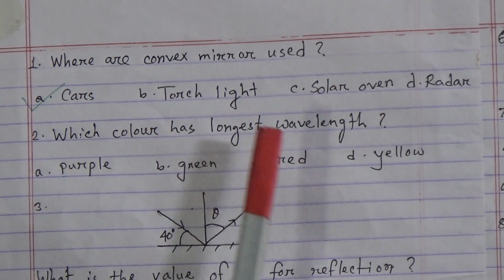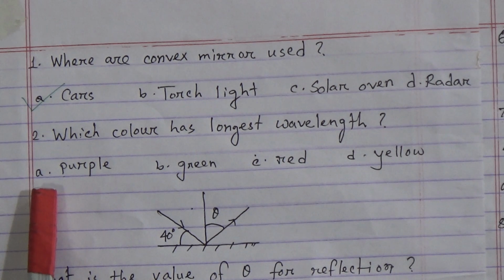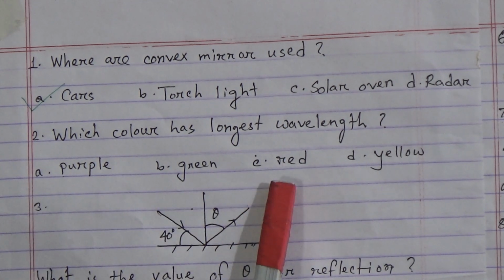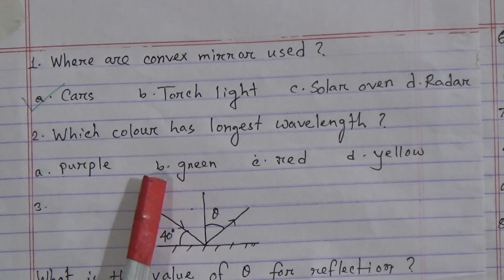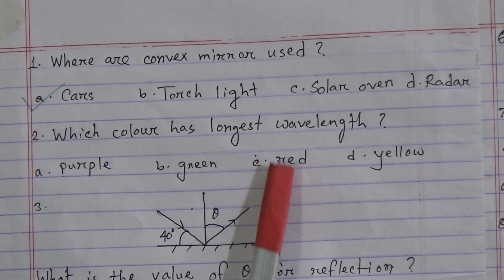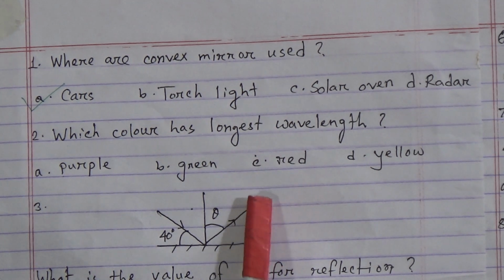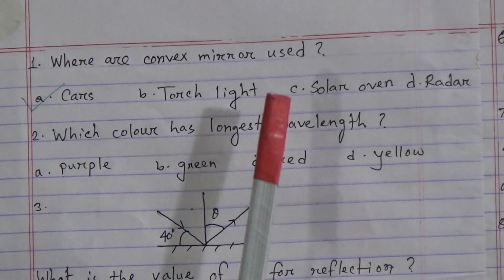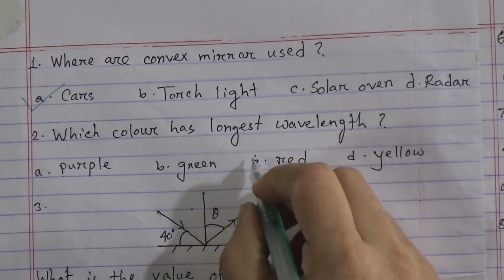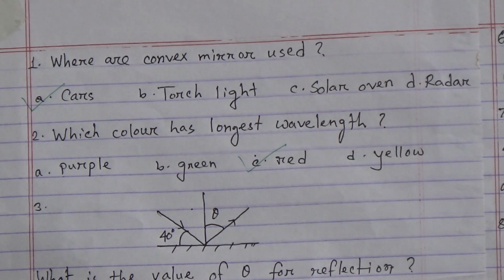Number 2, next MCQ. Which color has the longest wavelength? Option A, purple, option B, green, option C, red, option D, yellow. My dear students, we know from the chapter that the red color has the longest wavelength and the violet color has the smallest wavelength. So the correct option will be C, red color. The red color has the longest wavelength.